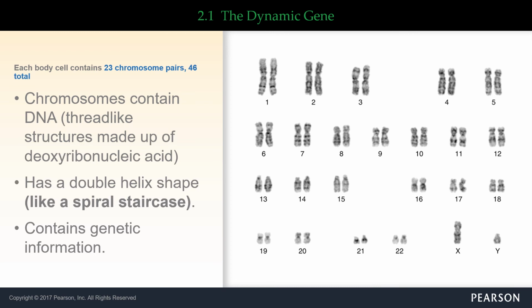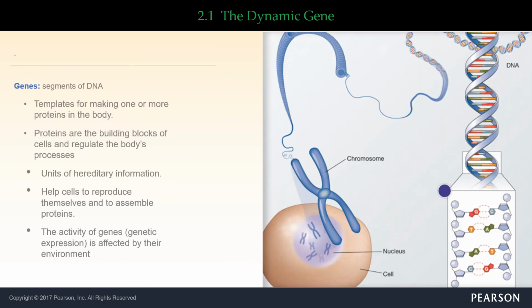Chromosomes contain DNA, which is a thread-like structure made up of a very complicated word to say, deoxyribonucleic acid. It has a double helix shape, looks like a spiral staircase, and it contains our genetic information. So genes are segments of DNA. It's the templates for making one or more proteins in the body. Proteins are the building blocks of cells and regulate body processes.